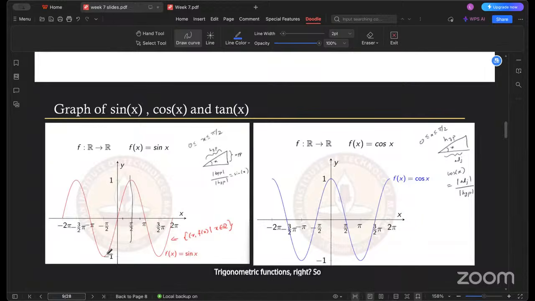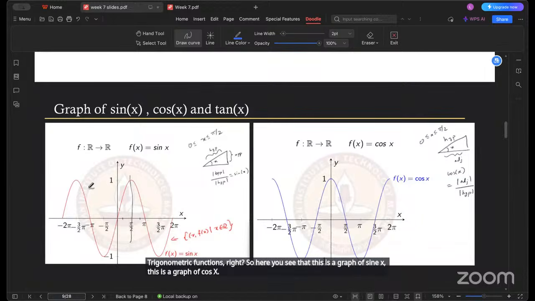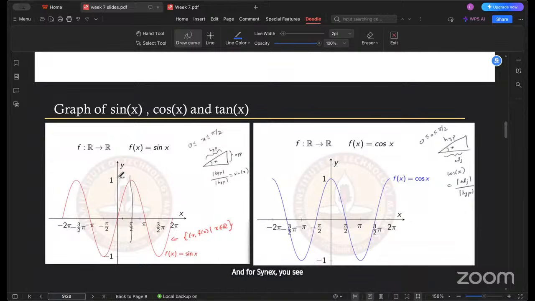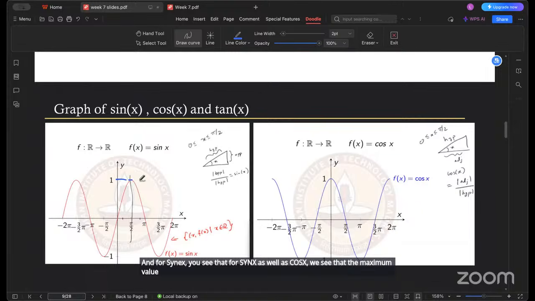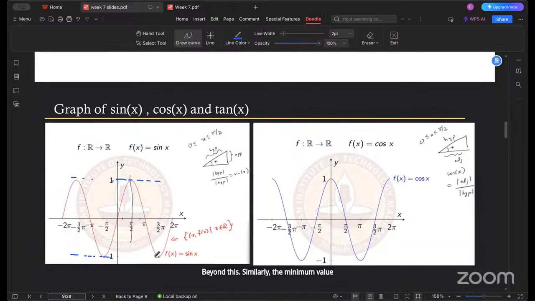Here you see that this is the graph of sine x, and this is the graph of cos x. For sine x as well as cos x, we see that the maximum value it takes is 1. It cannot go beyond this. Similarly, the minimum value it takes is -1 and it cannot go below this.